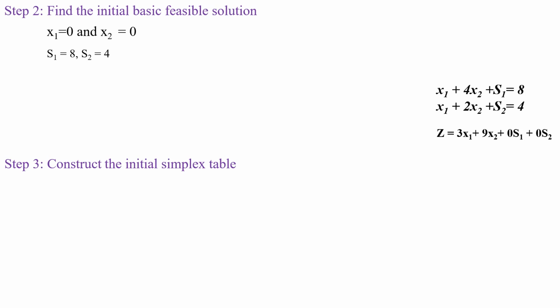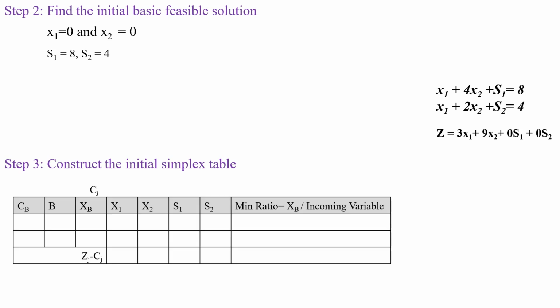Next step is to construct the initial simplex table. So this is the initial simplex table. Here the basic variables are s1 and s2 and their cost coefficients are 0 for s1 and similarly 0 for s2. And xb is the initial basic feasible solution, and we obtain the s1 and s2 values as 8 and 4.